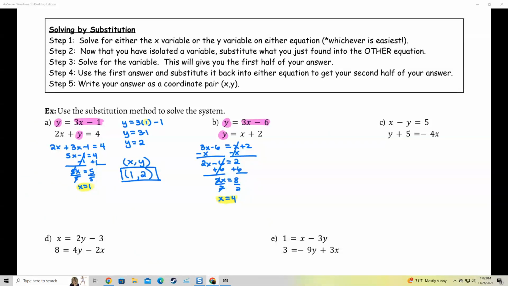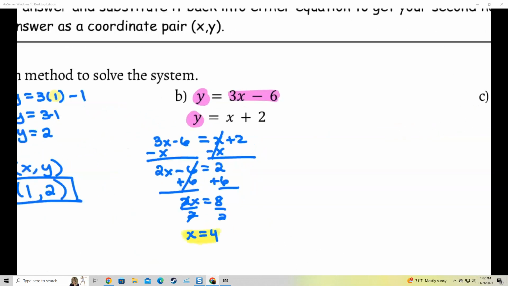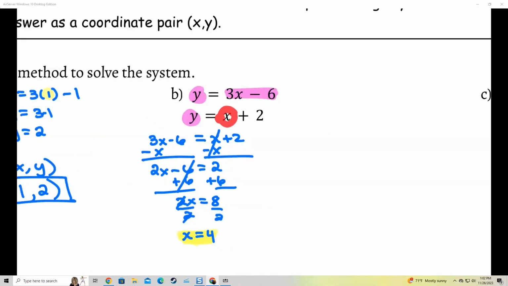Now I'm on step 4. I'm going to use the first answer, remember my x equals 4, and I'm going to substitute it back into either equation. It does not matter whether you substitute that x equals 4 into this one, or into this one. Well, because the bottom one looks so much easier, I'm going to replace it right here.